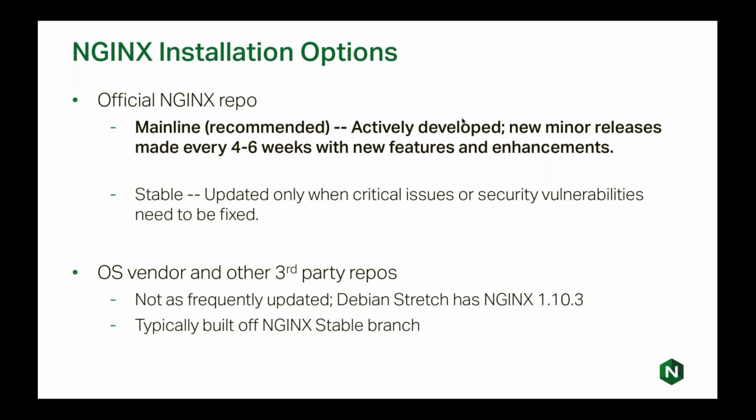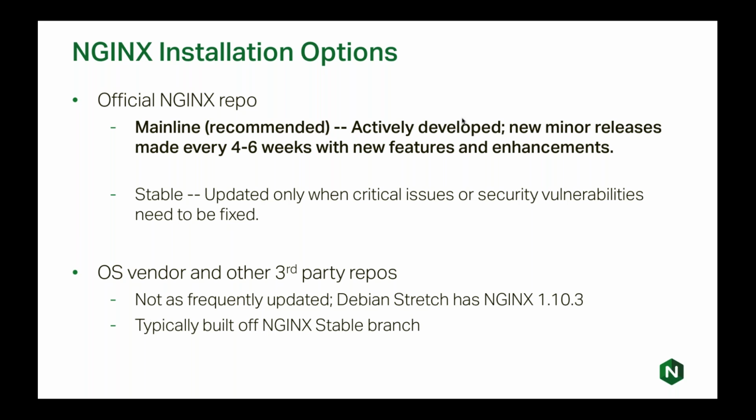Within our official repo, we have two branches: a mainline branch and a stable branch. The mainline branch is the one that we actively develop, so that's where all the new feature enhancements go. That's the branch that we have QA test, and the one that we look at the most. It's also the branch that our NGINX Plus builds are based off of.